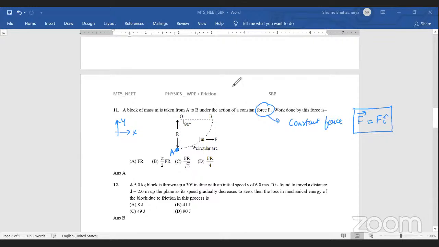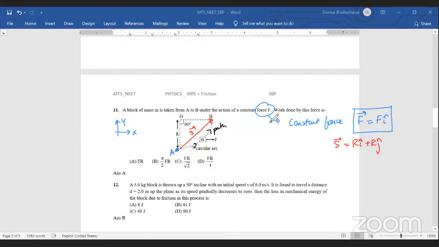But anyway, as the particle goes from this point to this point, you can see that the displacement is this. Even though it's going along the circular arc, this is the path of the particle, but its displacement is this. So the displacement vector of the particle is r i cap plus r j cap.